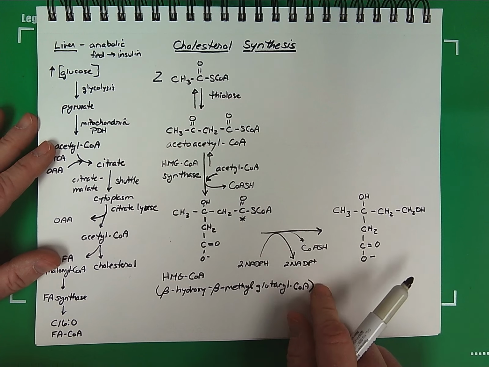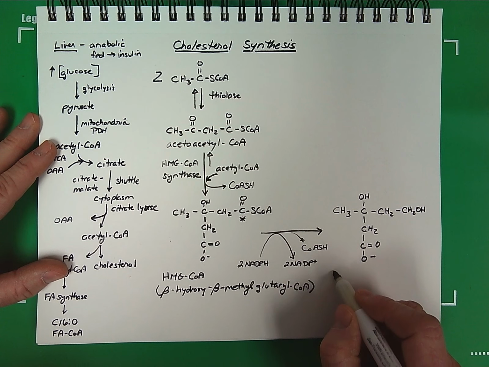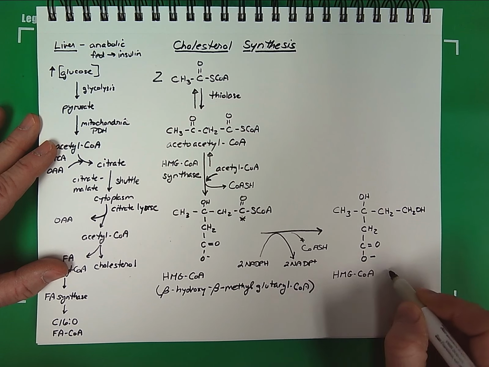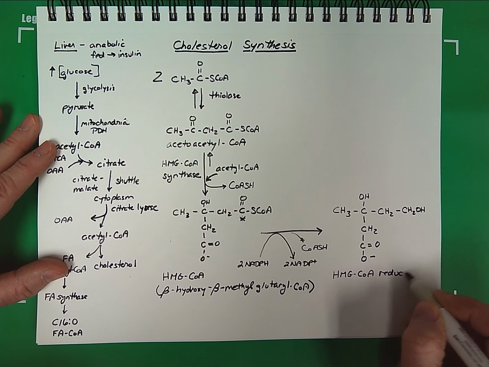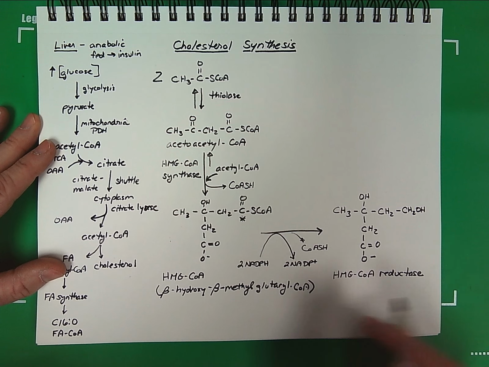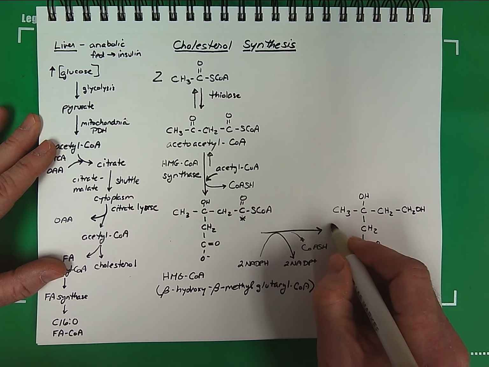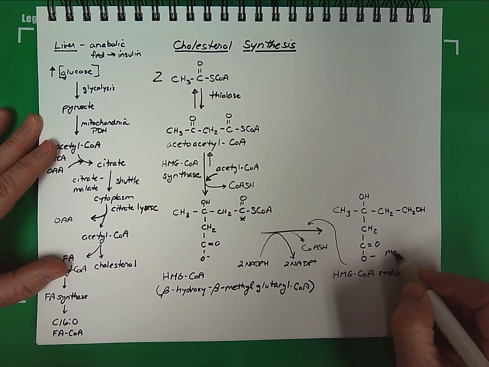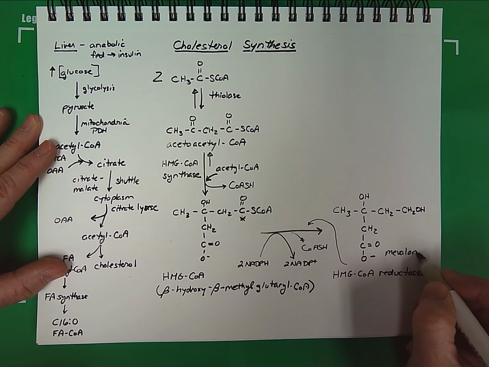Now the enzyme that performs this reaction is called HMG-CoA reductase. And what we are forming here is the molecule mevalonate.